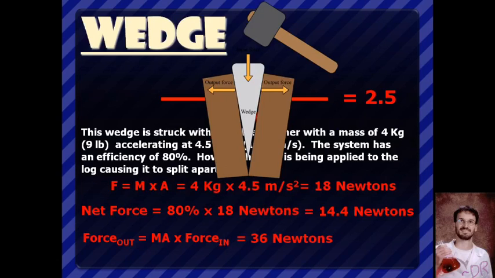Now, if we really wanted to get technical, this 36 newtons of force would be divided in the two directions. So it would be 18 newtons one way and 18 newtons the other way, but again, you don't need to worry about any of that stuff until you get to high school.